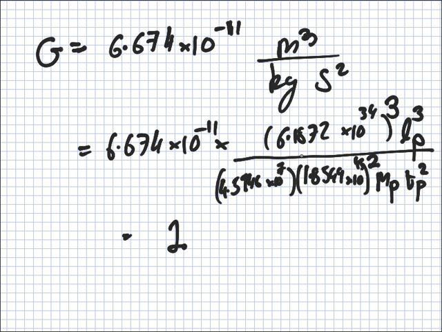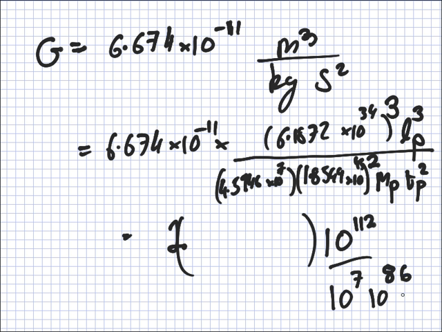So what you need to do is handle the powers separately. So it's 10 to the 112 over 10 to the 7 and 10 to the 86. You know, 10 to the 34 cubed, 10 to the 7, and then 10 to the 43 squared. Now, if I put these three numbers in, let's see. The calculator can't go past 10 to the power 99. It's the limit. So this is the problem here.